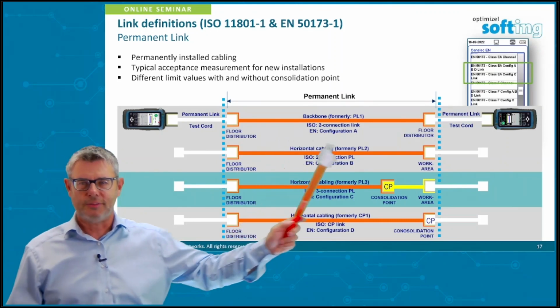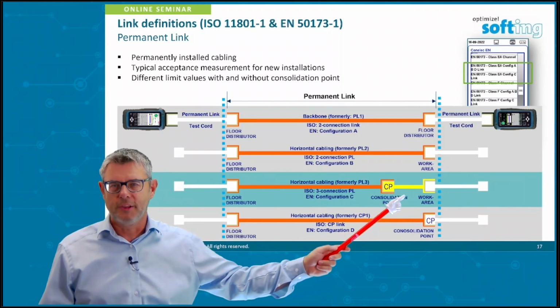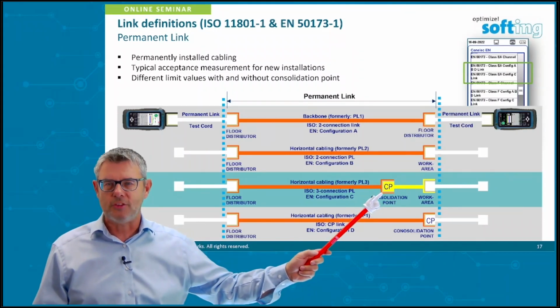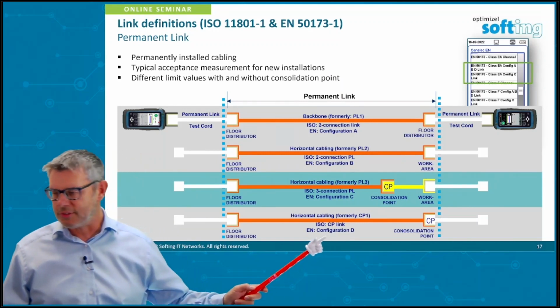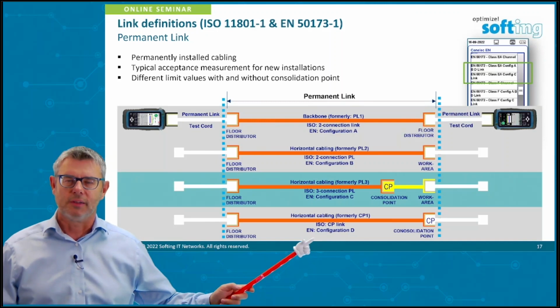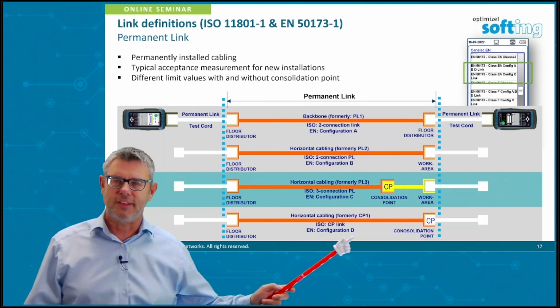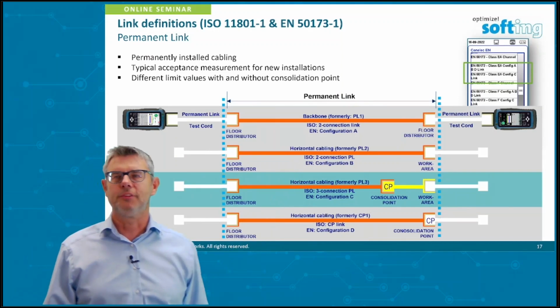If you don't have the last piece of this line available here, the yellow one, the flexible one, you can also measure just to the consolidation point. And if you do this, we end up at configuration C, which is called the CP link, or also a 2-connection link. Interestingly, this has the same limits as the first usages of this cabling.